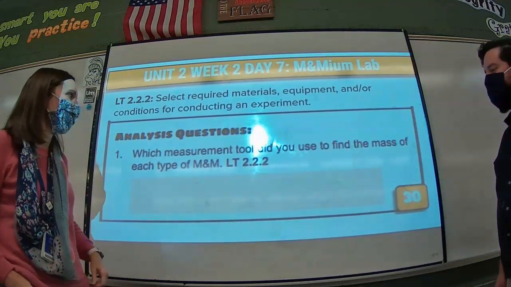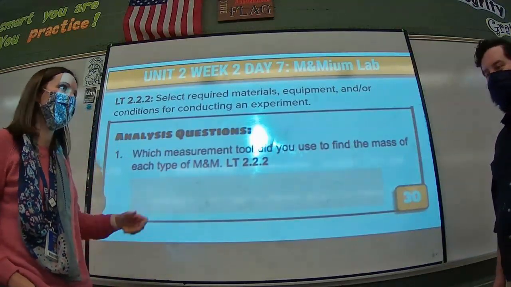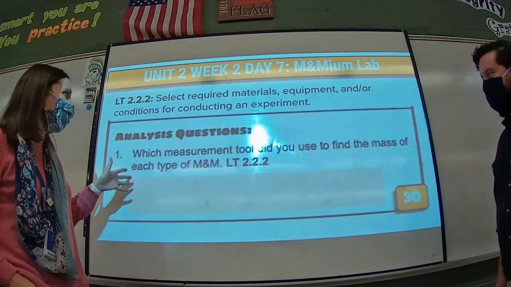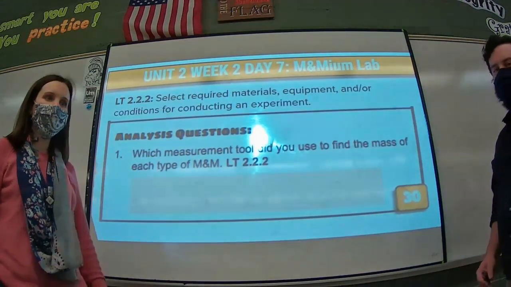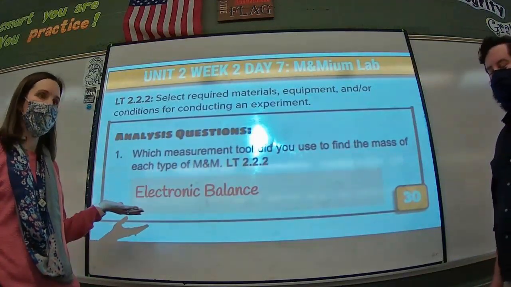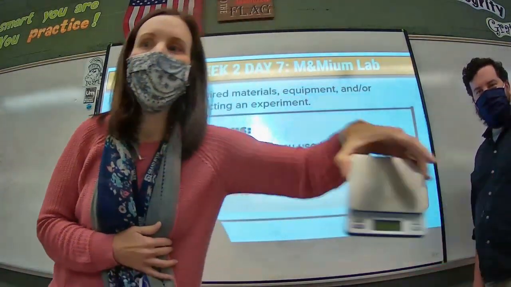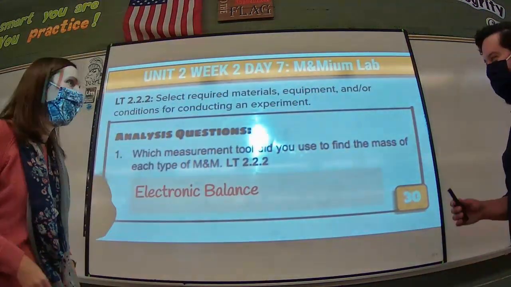So the first one we're going to go over is learning target 222, which is identifying a piece of lab equipment. It says, which tool did you use to find the mass? So the mass is our keyword. Anytime you're going to try and find a mass, we're looking for an electronic balance. This guy right here.